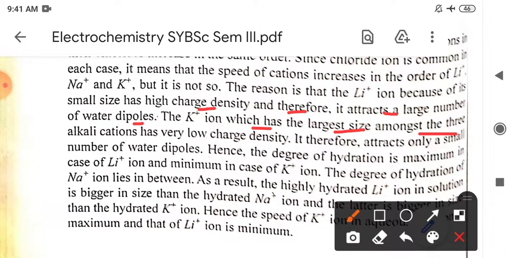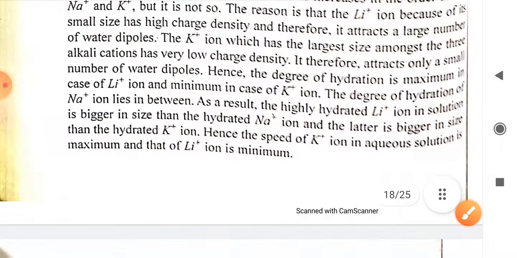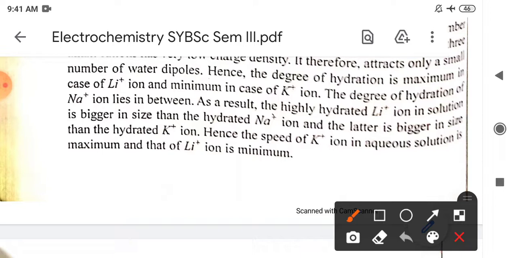the alkali cation which has very low charge density, and therefore it will attract only a small number of water dipoles. Hence the degree of hydration is maximum in what? Lithium, and it is minimum in the case of potassium plus. Hence the degree of hydration of the sodium plus is what? In between.